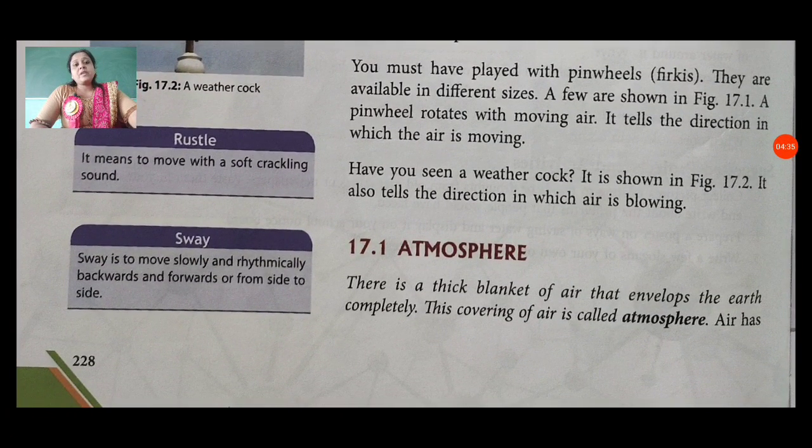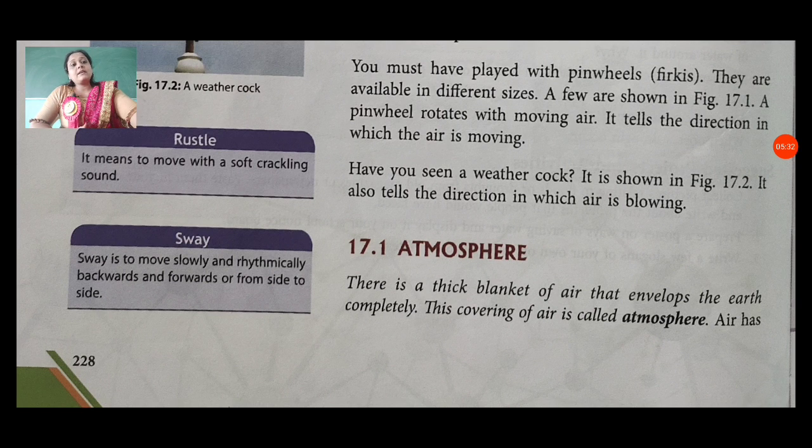Now, atmosphere. There is a thick blanket of air that envelops the earth completely. At our present time, we all face a cold atmosphere in the winter season. When we want to protect ourselves from cold weather, we cover our body with a blanket, because it gives heat to our body and we can survive against the cold weather. Like this, a thick blanket of air envelops the earth completely. This covering of air around the earth is called atmosphere.